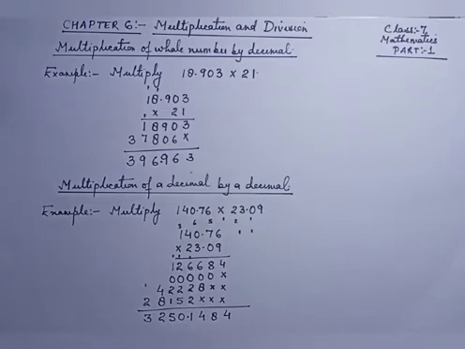You are going to ignore the decimals and just multiply both the numbers. And as you get the product, after that you are going to count the number of decimal places and you are going to put the decimal in the answer. So let us see a few examples to make your concept clear.